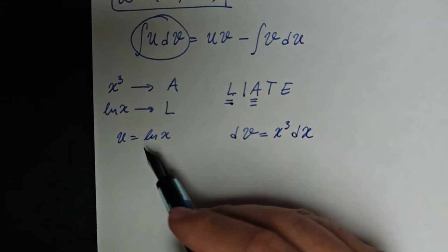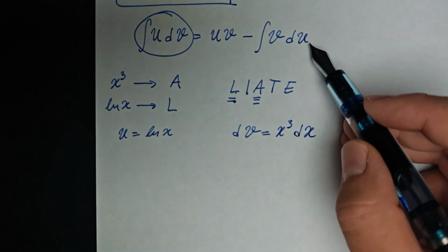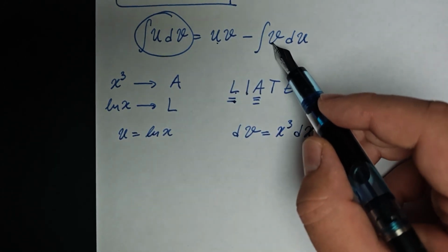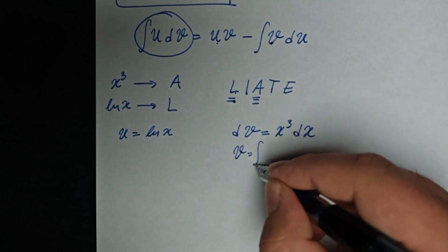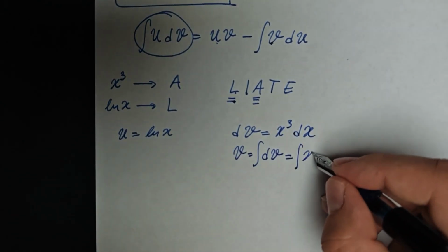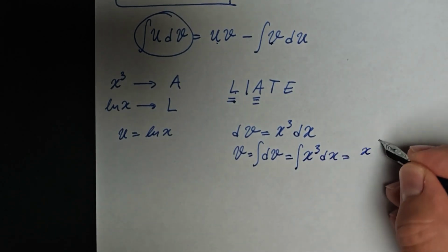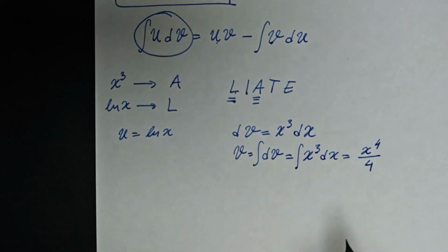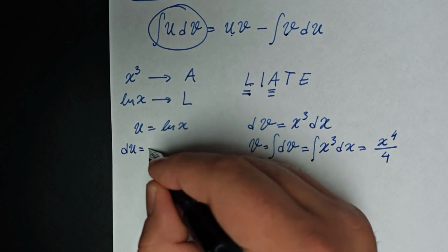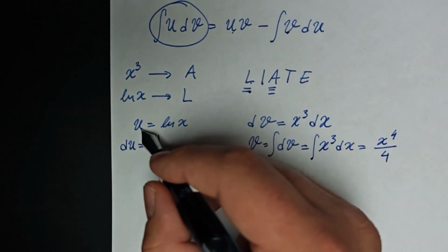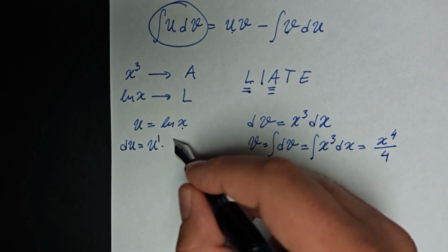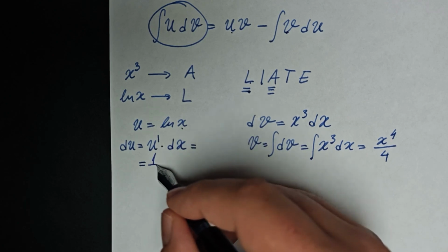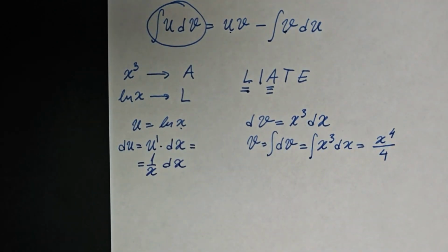Now we need to calculate what we need for this formula. We have u, we have dv, we need v. That is how we are going to calculate v, as an integral of dv, which is the integral of x cubed dx, and that is x to the fourth power divided by 4. What is the differential of u? That is the derivative of u with respect to the variable x multiplied by the differential of x. The derivative of ln of x is 1 over x, and dx remains.